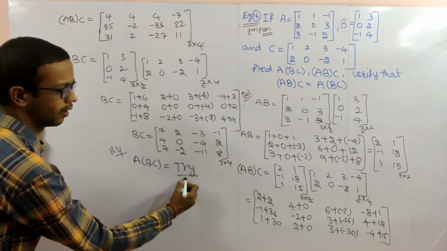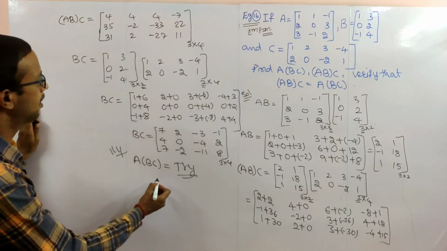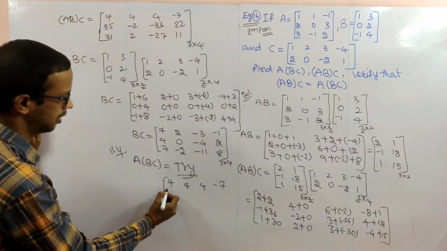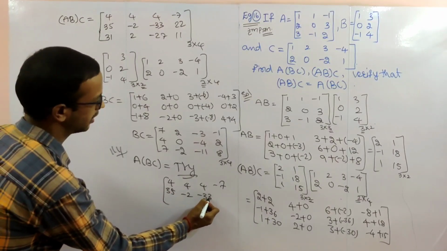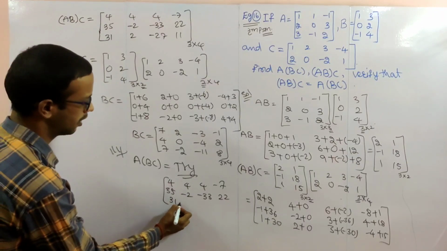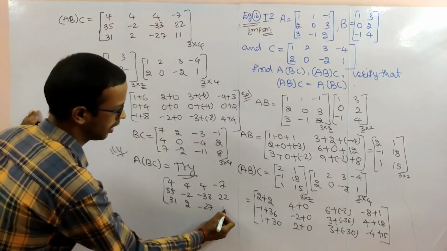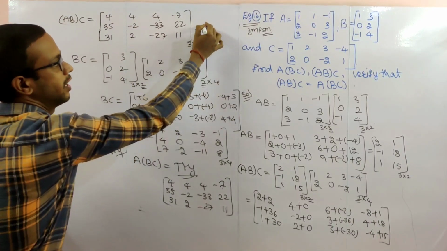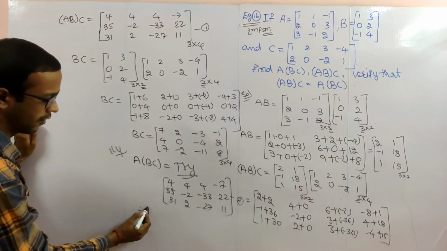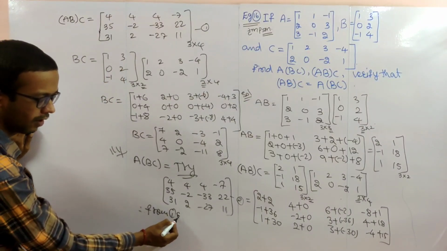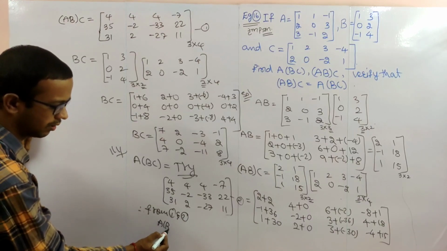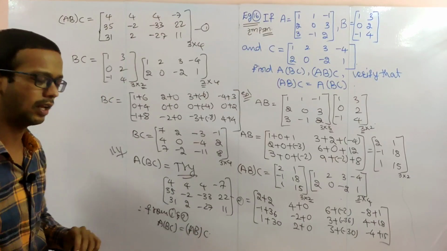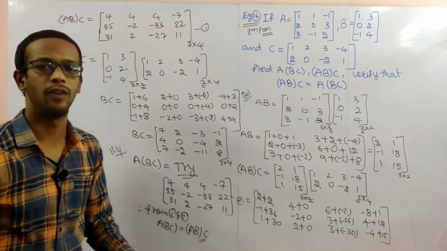This one, try. Compulsorily you will get the same answer, that is 4 4 4 minus 7, 35 minus 2, minus 33 22 31 2 minus 27 11. This answer you will also get the same by both. Take this as equation 1, equation 2. From 1 and 2, A into BC is equal to AB into C. So this is verified here.